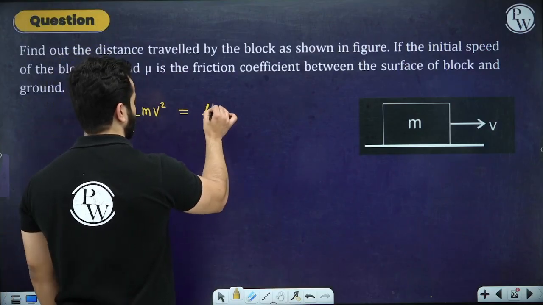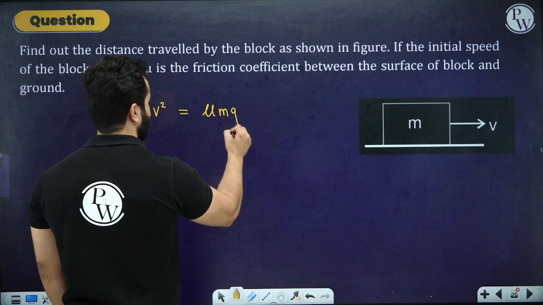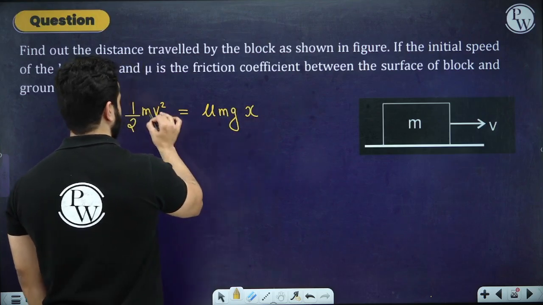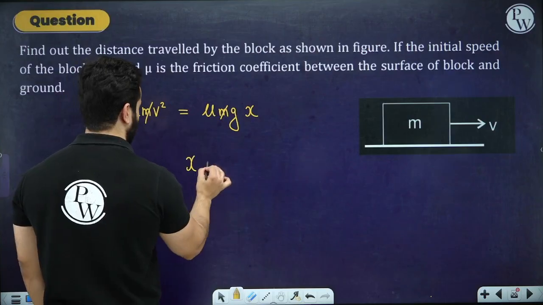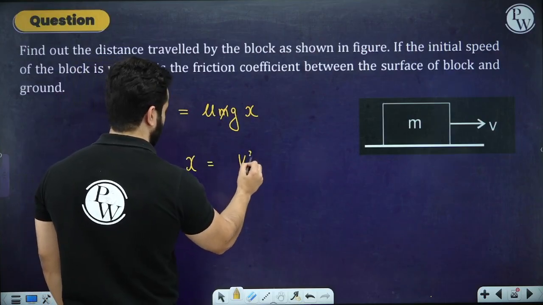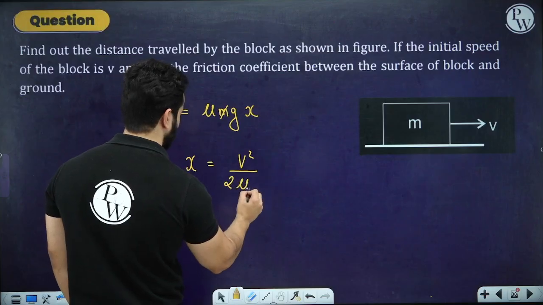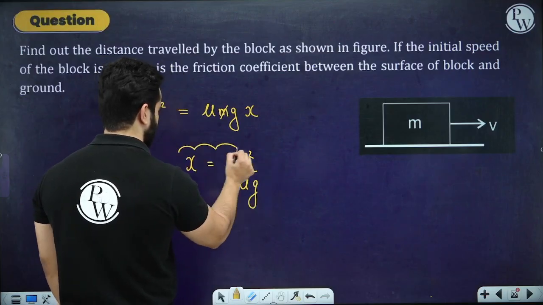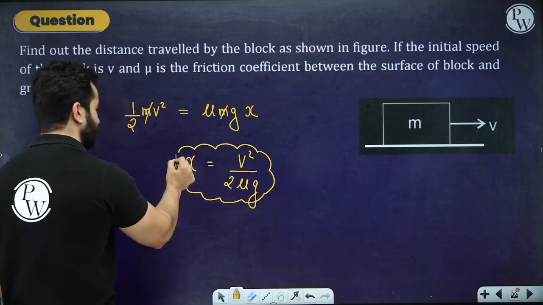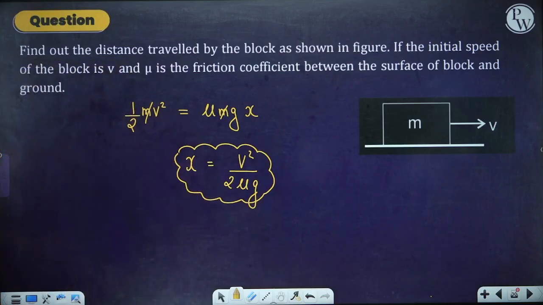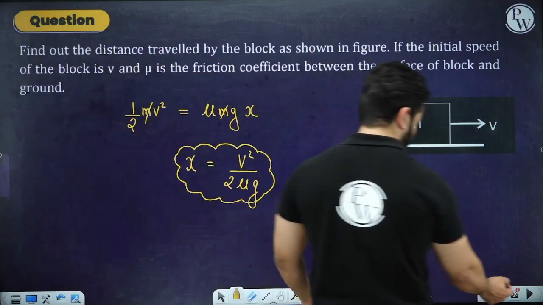Is that correct? And equals to, if the initial speed is v and mu is the coefficient, we have to find out the displacement. You don't have to worry about it. It would be mu mg into x. That's it. Mass can be cancelled out. X will be v square by 2 mu g. This is going to be our answer. Quickly check, then we'll move on. Moving to the next one.